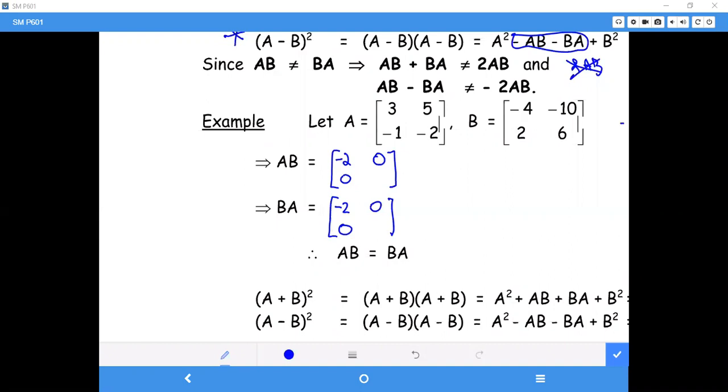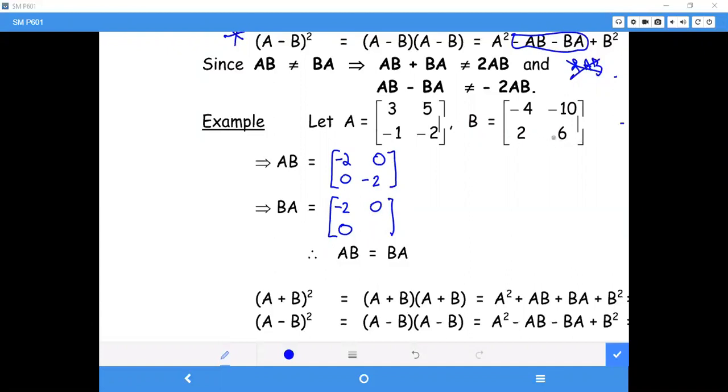Okay, let's see. Next one. The last one, eh? This is the second row, second column. So you go second row, second column. That is 10, right? -1 times -10 is 10. -2 and 6 is -12. So 10, -12. Add them. It's -2, right? 10, -12 is -2.